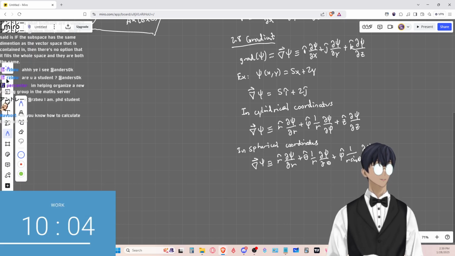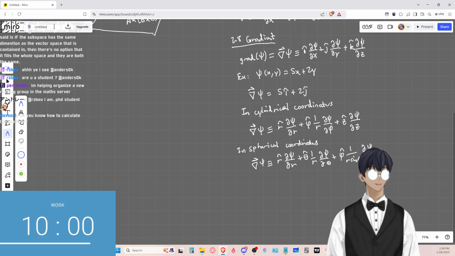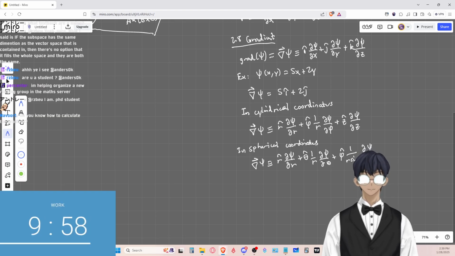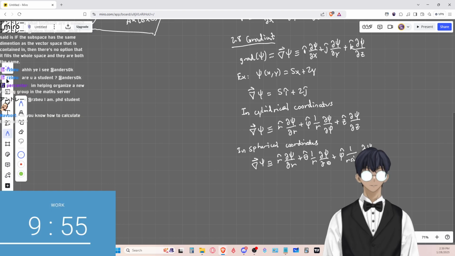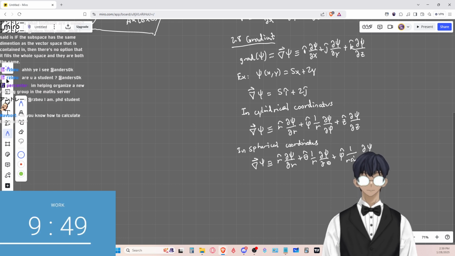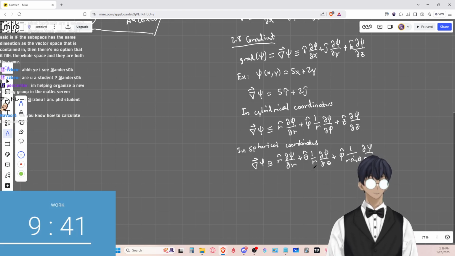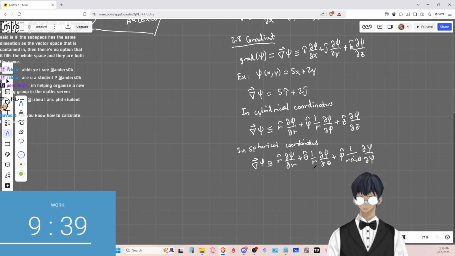Do you know how to calculate the gradient? I'm kind of relearning it, because I've learned this once before when I first picked up the book, but I am a little bit foggy about it. So I'm just wondering where these extra terms come from, such as the 1 over r and the 1 over r sine of theta.